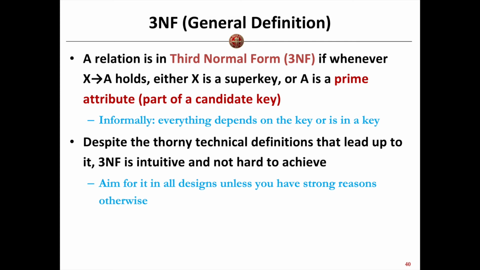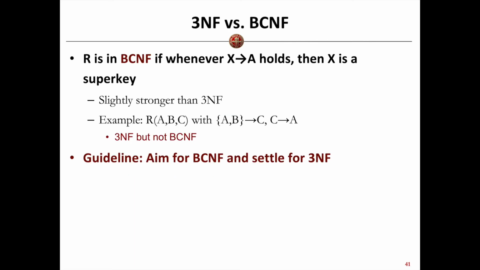And when we are doing the project, we normally aim for the third normal form in the designs, unless you have stronger reasons for the BC normal form. The third normal form is more relaxed than the BC normal form, and we want to refine our relations to make sure they are in the third normal form. And we're going to compare the third normal form versus the BC normal form.